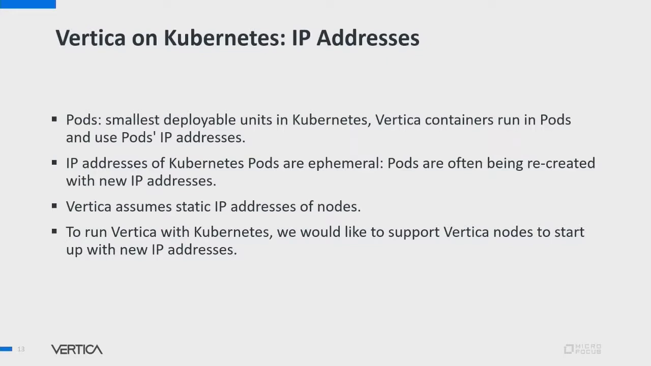That is, Vertica nodes will be using the IP addresses of the pods. IP addresses of Kubernetes pods are ephemeral. That means pods are often being recreated with new IP addresses. For example, if a pod crashes or is deleted, the newly created pod in its place most likely receives a new IP address. However, Vertica assumes static IP addresses of nodes. So, to run Vertica with Kubernetes, we would like to support Vertica nodes starting up with new IP addresses, such that if a recreated pod receives a new IP address, the Vertica node running in that pod can join the cluster with the new IP address.